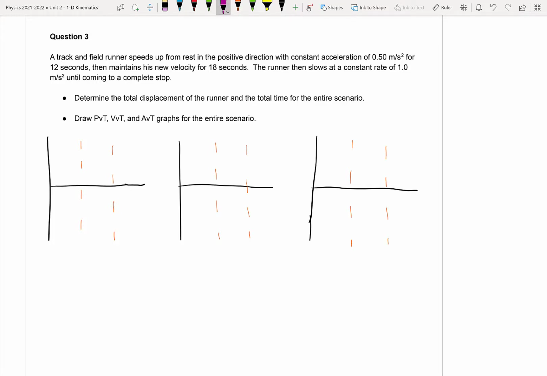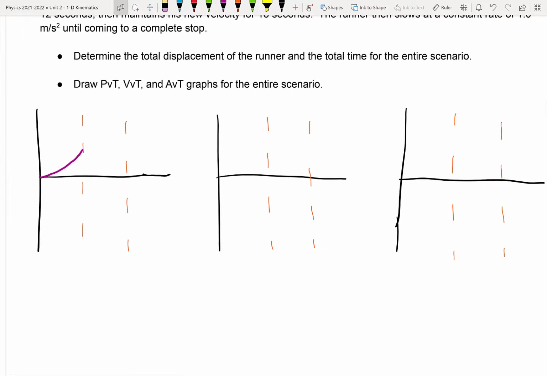Okay, so after reading the problem, I see that I have 3 phases of motion to consider. One where the runner is speeding up from rest. So I have something like this. It's curvy, quadratic. Second phase of motion, in my position time graph, I have constant speed, something like that, all the way up to the end of our second phase. And then we have slowing down until stopped, so we go flat.